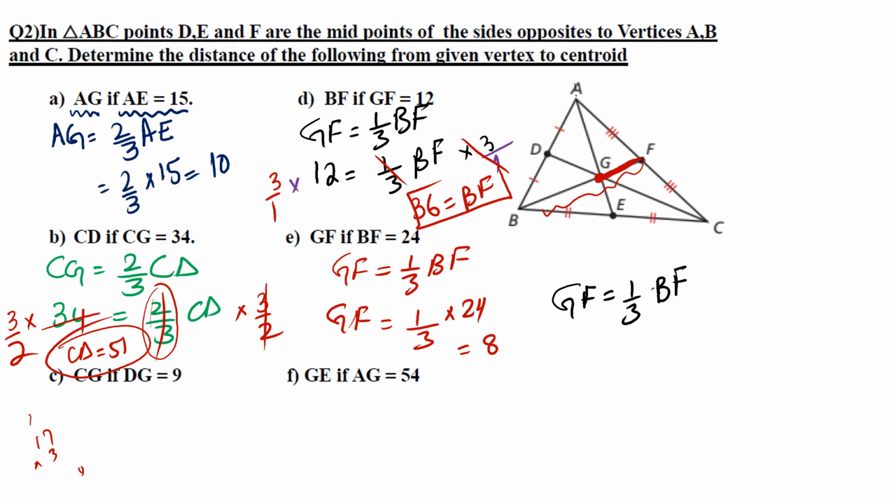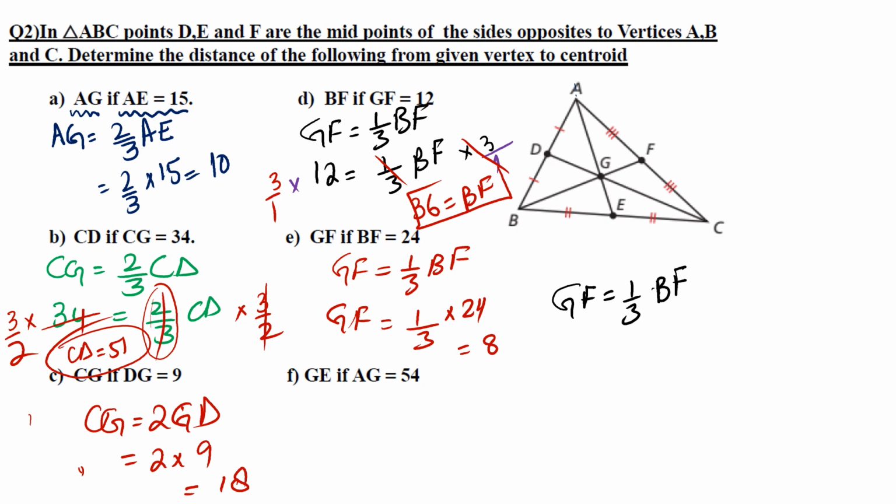Find the CG if DG is equal to 9. Okay, let's check where CG is. So here is our CG, C and G. CG is coming from the vertex, right? And DG is the other part of the CD. So you know that CG is twice the DG, right? We just solved it before also. So what you have to find out is CG, which is 2 times 9, which is 18.